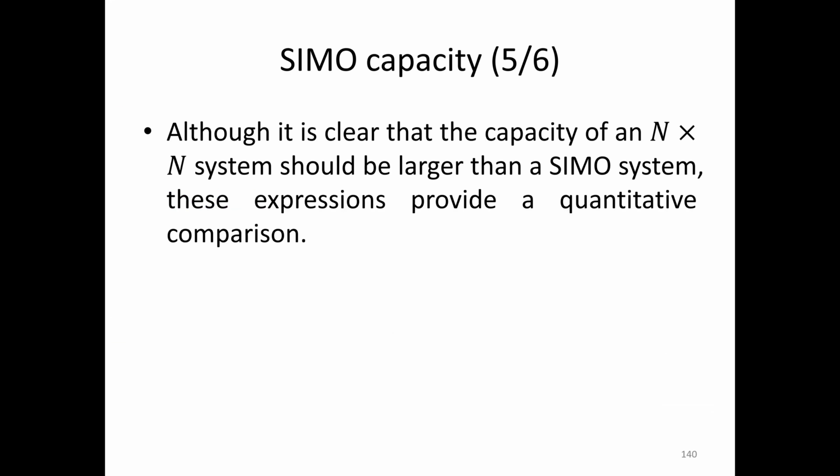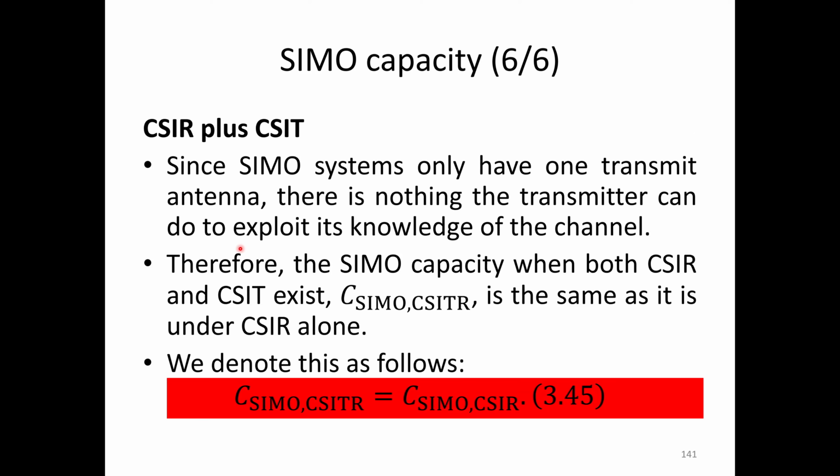Next. Although it is clear that the capacity of an N by N system should be larger than a SIMO system, of course, these expressions provide a quantitative comparison. Next, let us see the CSIR plus CSIT case.